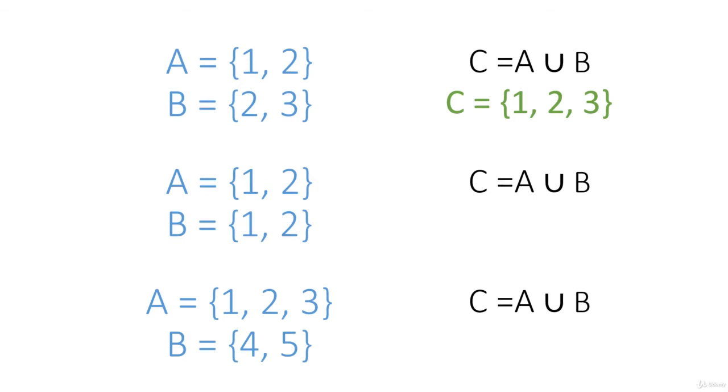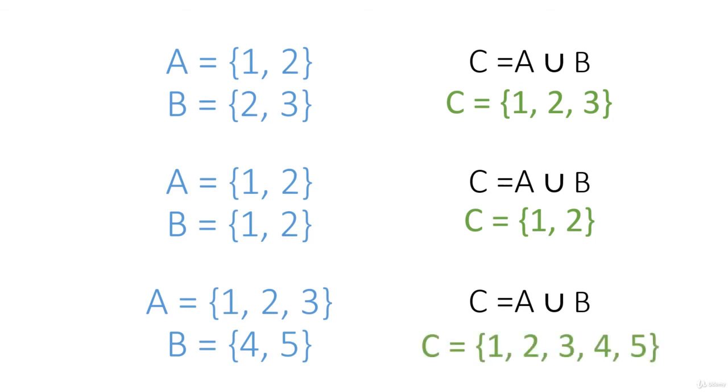Why isn't it 1, 2, 2, 3? Well, we do not write repeating elements, right? I mentioned this in the previous lecture. So, let's take a look at the next example. In this case, A is 1 and 2, and B is also 1 and 2. So the union will be 1 and 2. You can guess the result in this case, where A contains 1, 2, 3, and B contains 4 and 5. The union of A and B will be 1, 2, 3, 4, 5. I hope that makes sense.